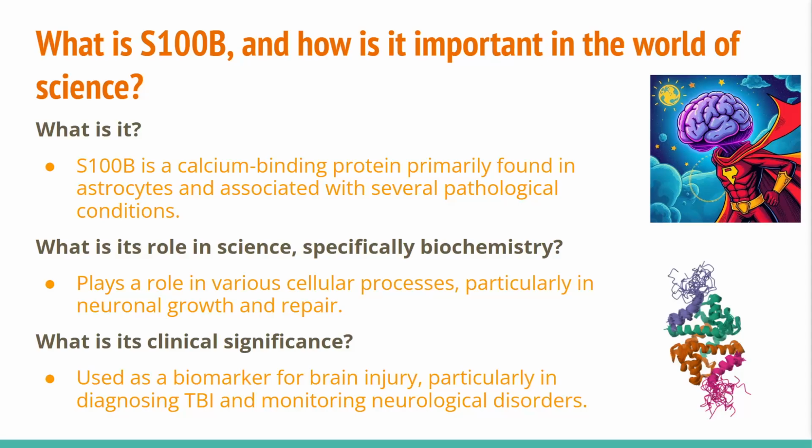So what is its clinical significance? The S100B is recognized as a biomarker for brain injury, particularly in diagnosing traumatic brain injury, also known as TBI. Measuring S100B levels in the blood can provide valuable insights, with elevated levels indicating potential brain damage. This makes S100B essential for diagnosis and monitoring the progression of neurological disorders.